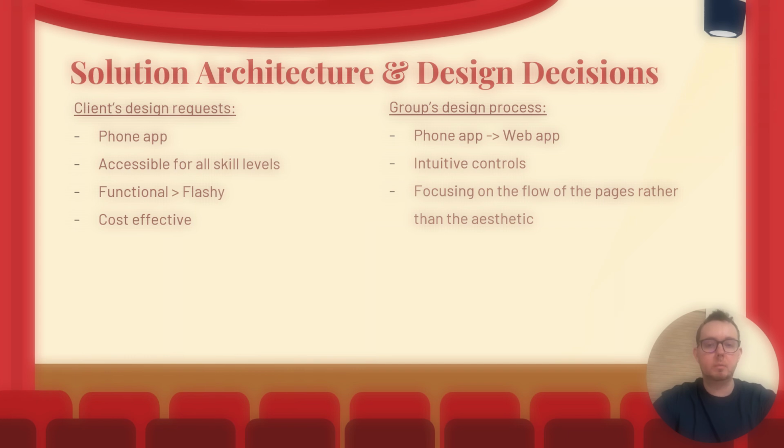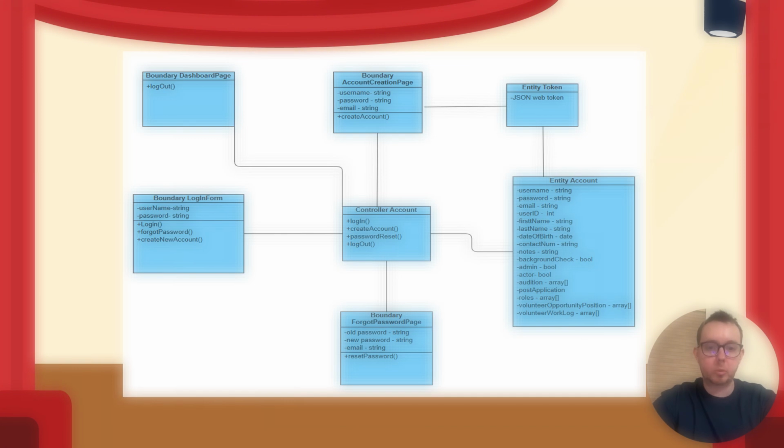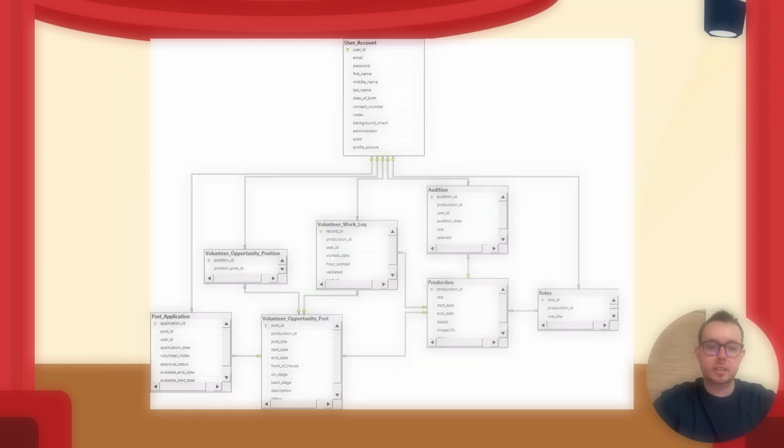with the design by minimizing the design process to functionality over the flashy, aesthetically pleasing nonsense that takes much longer. This is an example of one of our UML diagrams that we use to model the application. And this is the entity relationship diagram for the database, the crow's foot diagram.